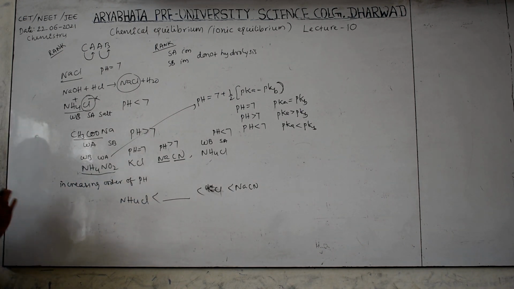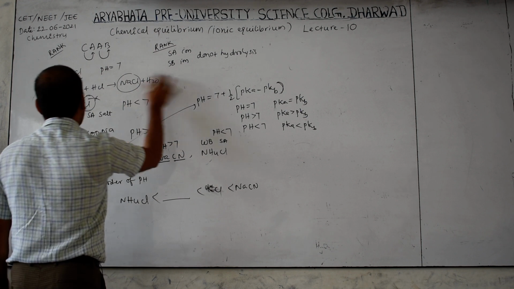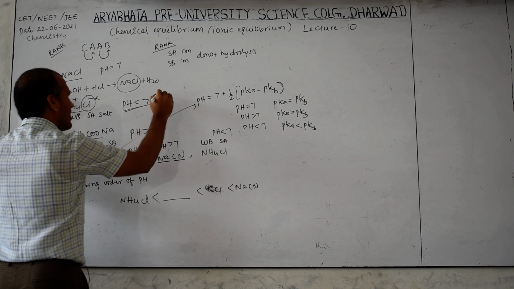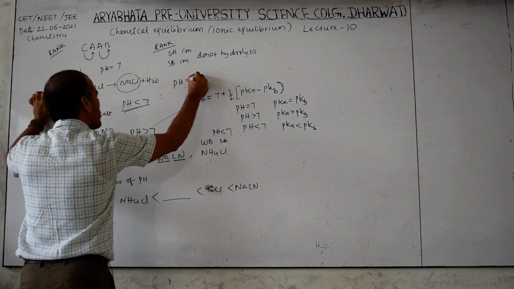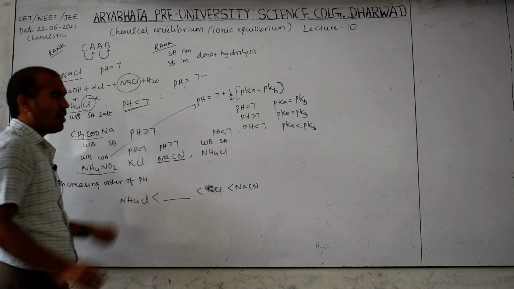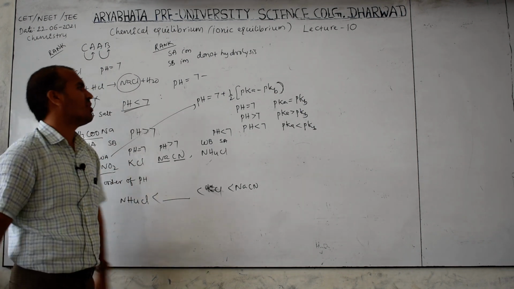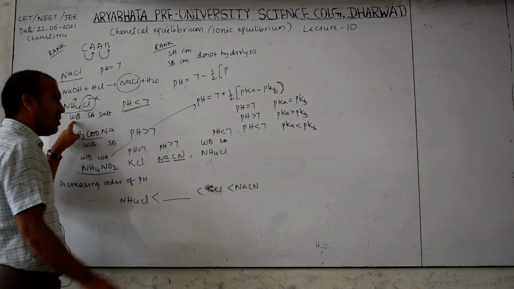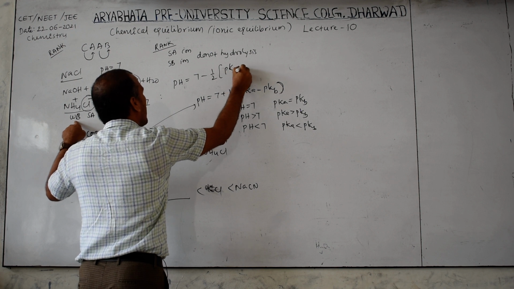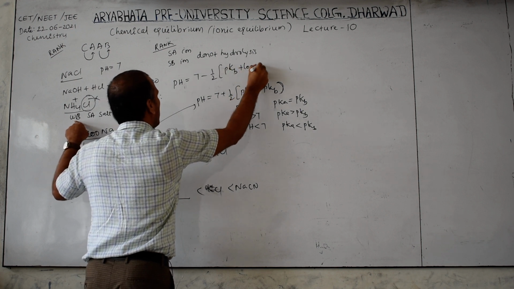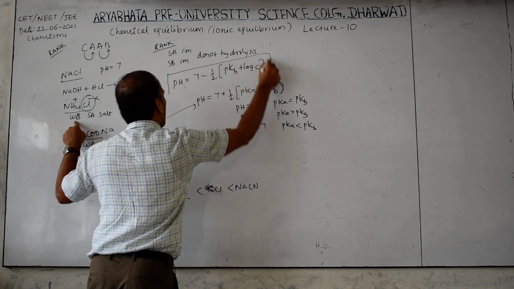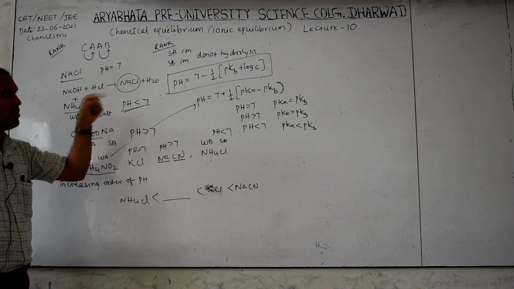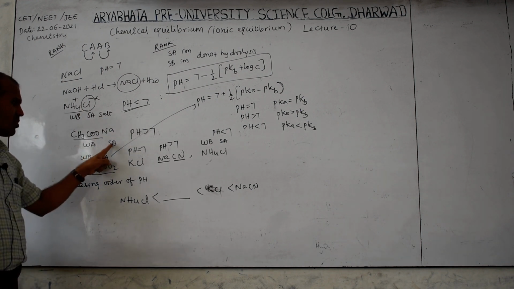Now I will write all the salt hydrolysis formulas. For the salt that does not hydrolyze, there is no formula. This is a weak base strong acid salt hydrolysis. pH will be less than 7, so pH = 7 minus, because something is subtracted from 7, half of pKb, since it is a weak base, plus log C. This is the formula for salt hydrolysis of a weak base strong acid salt. Next one is weak acid strong base salt.